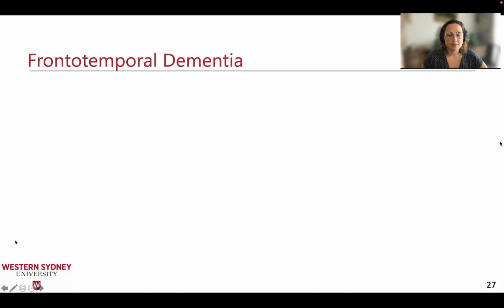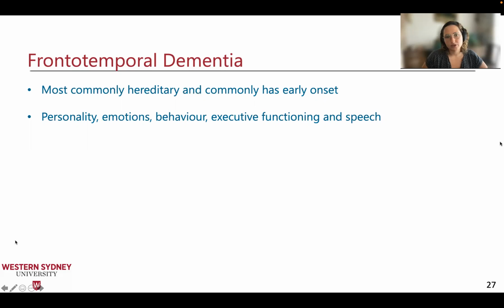We then have frontotemporal dementia. Now, it is most commonly a hereditary type of dementia. Unlike the other types of dementia, where there is some evidence towards it being hereditary in some ways but they often haven't really found specific causes, frontotemporal dementia is predominantly hereditary, and often comes a lot earlier in the lifespan, so the 40s and 50s, rather than later on in your 70s, which is common for Alzheimer's. It affects your personality, emotions, behavior, executive functioning, and speech.